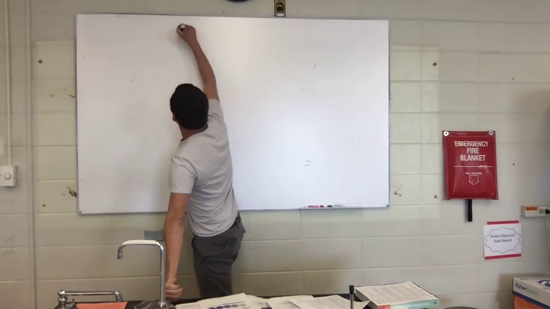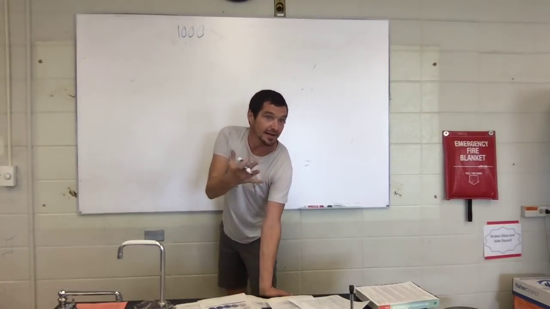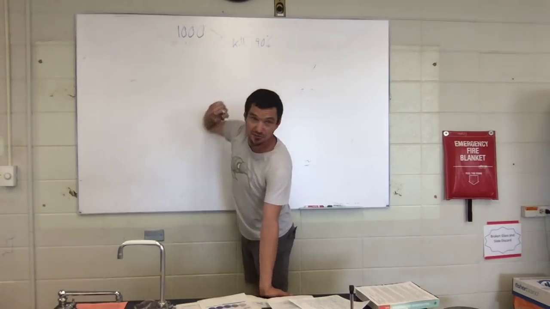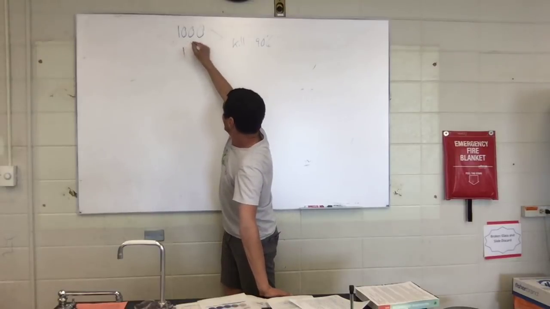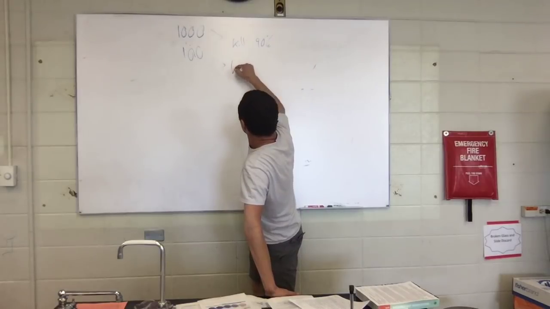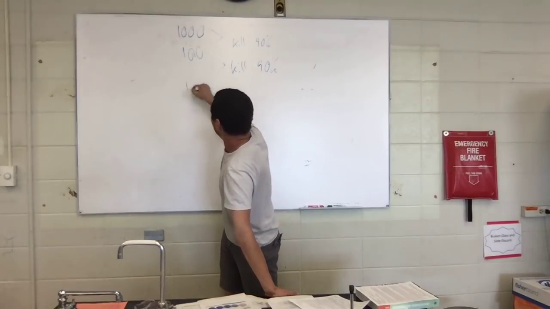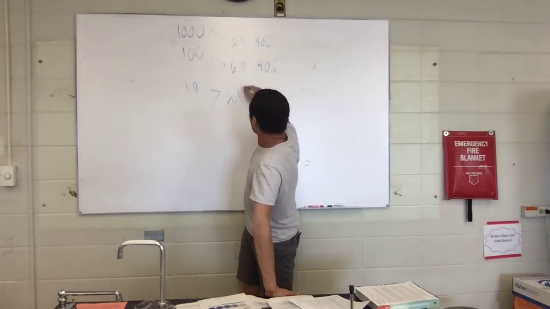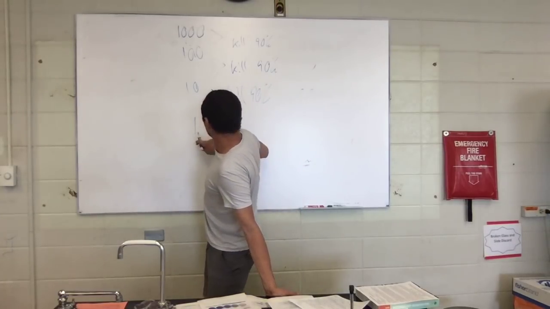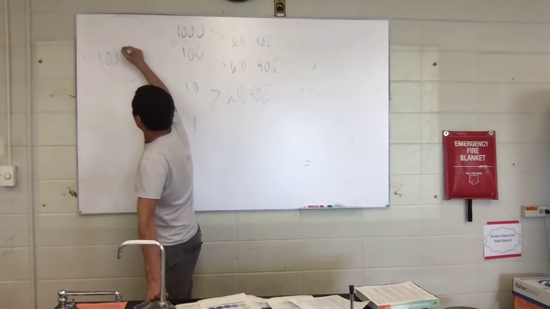All right, so let's say we got 1,000 cells. And then we kill 90% of them. How many survivors are there? 100. Okay, and we kill 90% of them. How many survivors are there? 10. And we kill 90% of them. Well, 1, right?